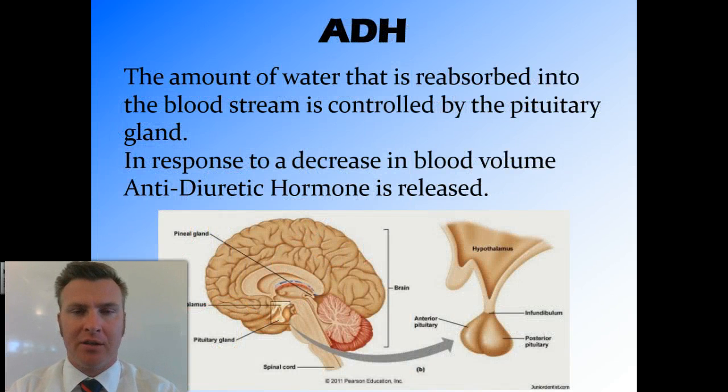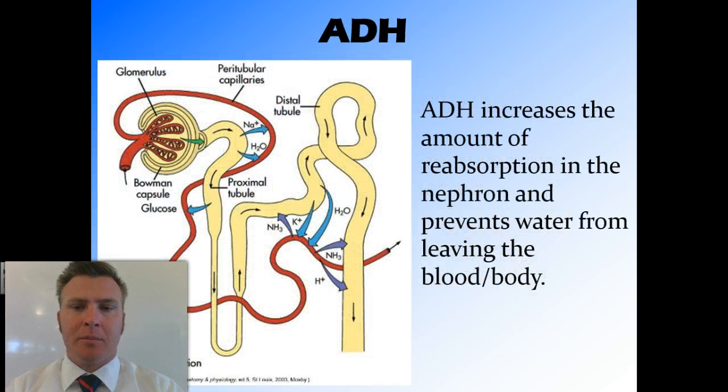The amount of water that's reabsorbed, from the tubules back into the blood system, is controlled by the pituitary gland. The pituitary gland looks at the amount of blood volume, and if blood volume decreases, antidiuretic hormone, or ADH, is released, and sometimes you'll hear it referred to as vasopressin. That ADH increases the amount of reabsorption that occurs in the nephron. So it prevents water from leaving the body. So it increases the amount of reabsorption, therefore decreasing the total amount of water lost.